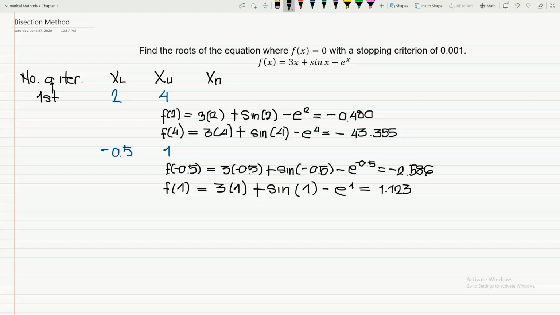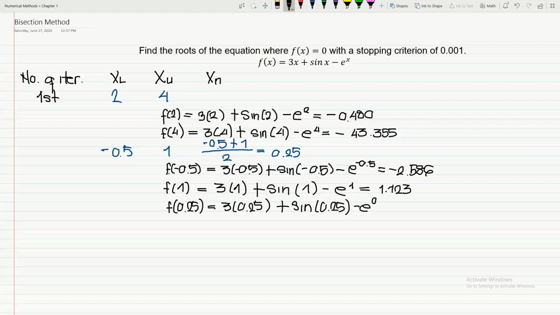Since the values satisfy procedure 1 by having different signs, we will now proceed to procedure 2 by taking the average of the limits. Negative 0.5 plus 1 all over 2, and that will give us 0.25. Then, we will substitute this value to the function in preparation for procedure number 3. So, f of 0.25 is equal to 3 multiplied by 0.25 plus sine of 0.25 minus e raised to 0.25, and that is equal to negative 0.287.